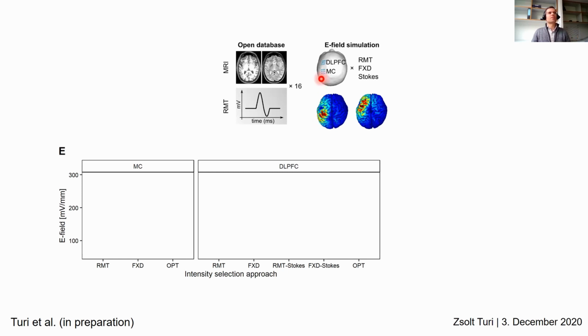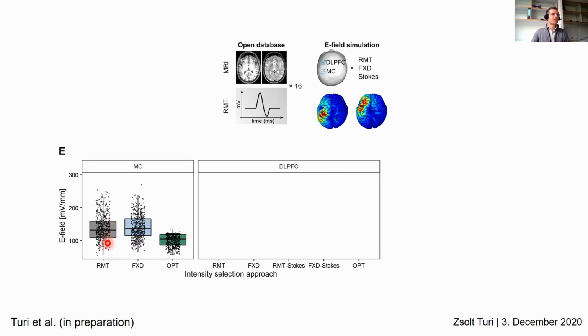We were using spherical ROIs at each region. We used, in fact, many different spherical ROIs in different sizes just to keep track of the effect of the distance from this cortical target. We characterized the electric field strength at the motor cortex and the DLPFC. And from each spherical ROI, we determined the median of the electric field distribution. We determined these values for the resting motor threshold, fixed intensity, and electric field optimization approach.